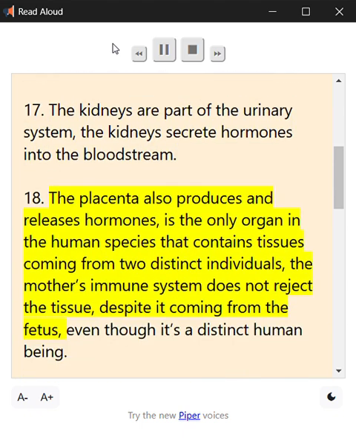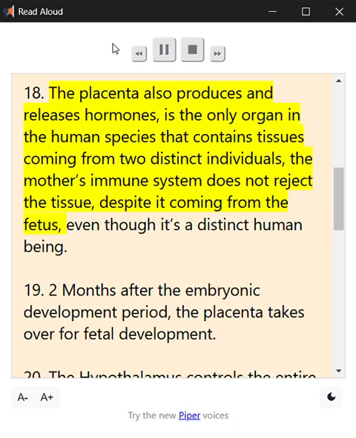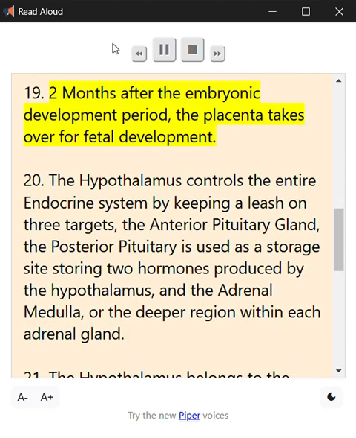18. The placenta also produces and releases hormones, is the only organ in the human species that contains tissues coming from two distinct individuals. The mother's immune system does not reject the tissue, despite it coming from the fetus, even though it's a distinct human being. 19. 2 months after the embryonic development period, the placenta takes over for fetal development.